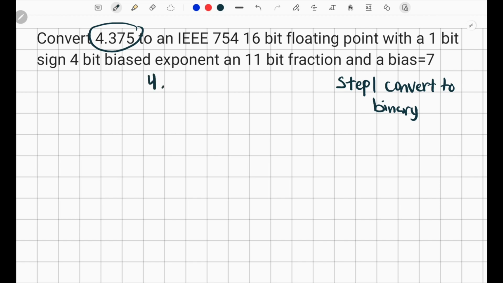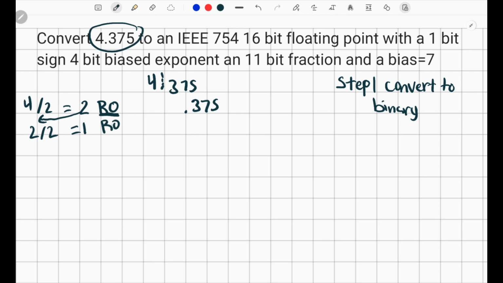The way we can do that is break it up at the decimal point. We have the number 4 over here and 375 over here, and then we convert each part by itself to binary and join them at the decimal point. To convert a whole number to binary, you keep dividing it by 2 until the divisor is 1. 4 divided by 2 is 2, remainder 0. We only care about the remainder. Then we bring the 2 over to divide again by 2. 2 divided by 2 is 1, remainder 0. The divisor is 1, so we stop.